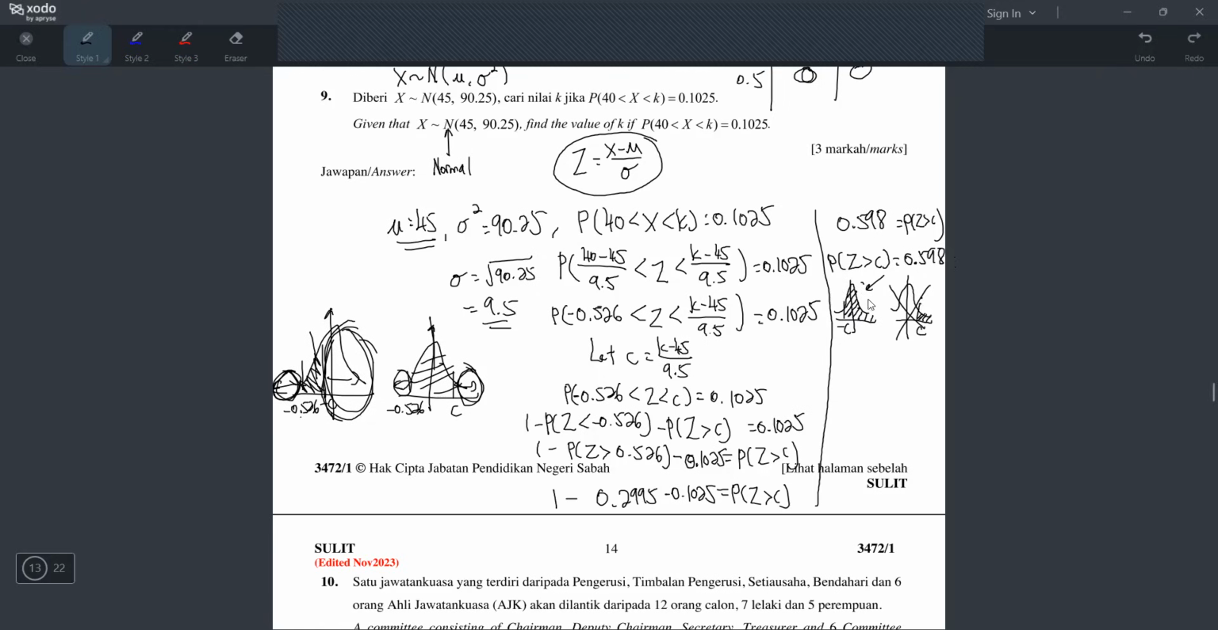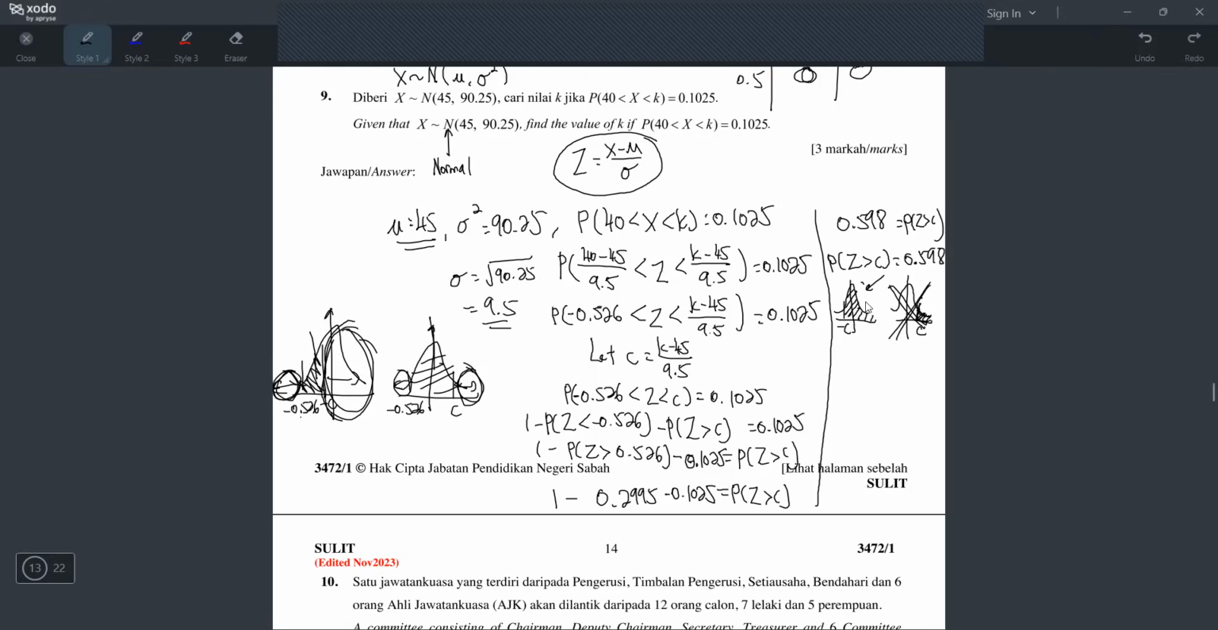Because the total area for this whole bell shape is 1. So it means half of it is 0.5. So if your area here, your probability is more than 0.5, it means it's already more than half the bell shape. So this is the one, not this one. It doesn't make sense for this shape to be more than 0.5, because this one is not even more than half. So this one is more than half. So you say it's negative.